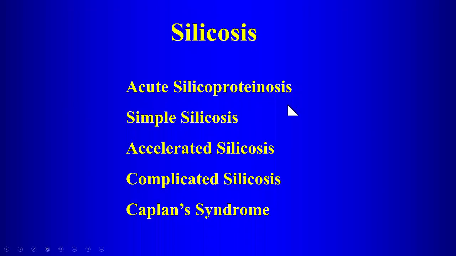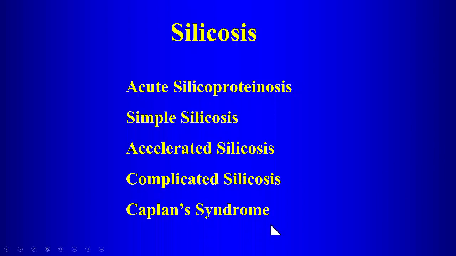So the different patterns that you can get from silicosis: there's acute silicoproteinosis. So this is from an acute massive exposure. These patients develop consolidations that actually have protein in them, very similar to pulmonary alveolar proteinosis. There's simple silicosis that gives you nodules. There's accelerated silicosis where the changes accelerate rapidly. There's complicated silicosis, and that's where the nodules coalesce and you develop progressive massive fibrosis. And then there's Kaplan syndrome. Who remembers what Kaplan syndrome is? Rheumatoid arthritis.